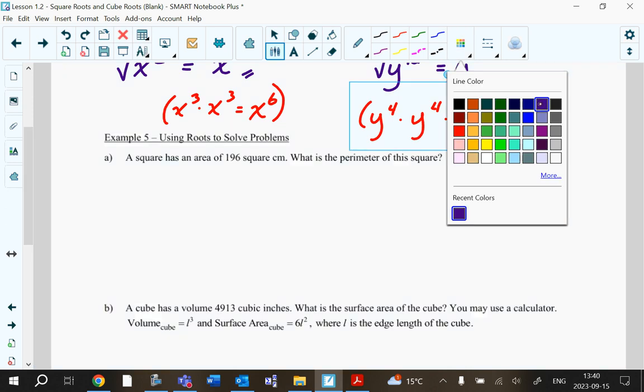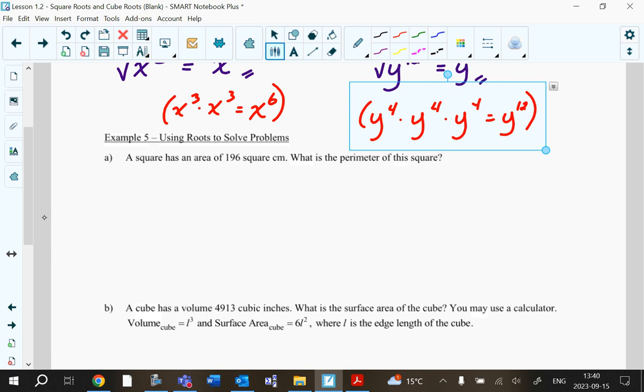We need to find the side of a square. Well, if you're given the area, isn't side times itself going to be 196? So how do I work backwards from times itself? Square root. So to find a side, I've got to take the square root of 196, and I get 16 centimeters.